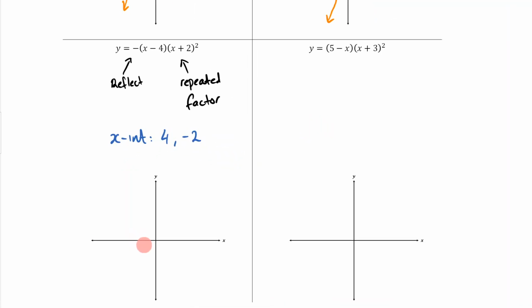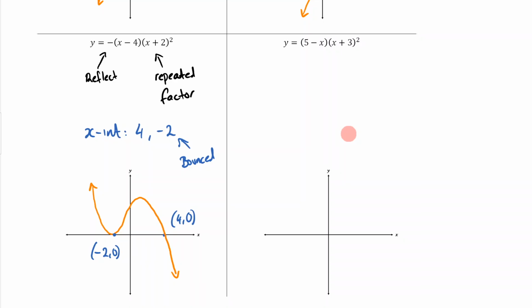So now I'm going to have 1 at -2 and 1 at 4. It's negative, so I'm going to go down. Now, it's going to bounce at -2, so it's going to go down, bounce, and then go like that. Try to draw yours smooth, like that. Perfect. So that's generally what it's going to look like. Again, mine aren't the prettiest graphs in the world. This is going to be -2, 0 and this is going to be 4, 0. And again, this one bounced because it's a repeated factor.